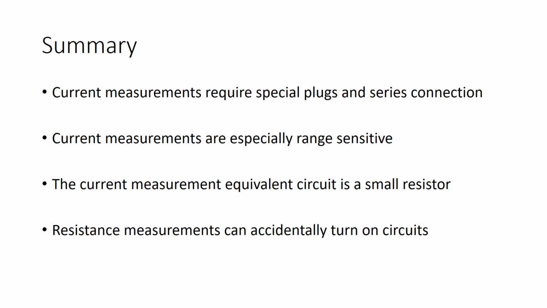So to summarize the main points of this video, current measurements on a multimeter require you to use special plugs, and they also require that your multimeter is connected in series with your measurement instead of in parallel. And that's because current measurements are especially sensitive, and you want to be really mindful to make sure that you only put small currents through the multimeter when you're measuring low range currents. They're range sensitive because the current measurement equivalent circuit is just a small resistor. And then, changing gears briefly, resistance measurements are interesting, but you have to remember that they can accidentally turn on circuits which will give you spurious results.